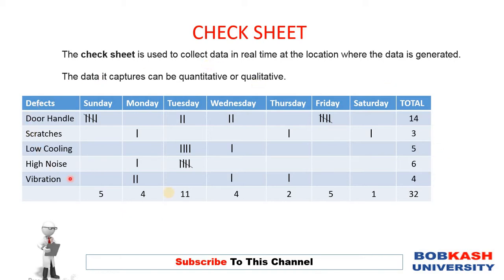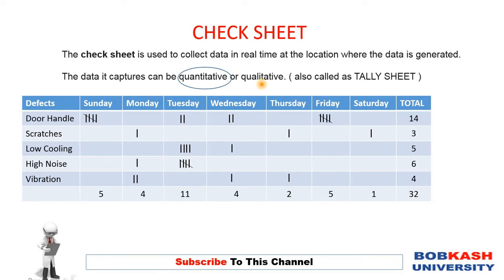This chart, when it is filled, is called a check sheet. Now, because these numbers can be counted, see, we are counting these numbers 14, 3, 5. Because you can count these numbers, this is called a quantitative check sheet. And a quantitative check sheet is also called a tally sheet.